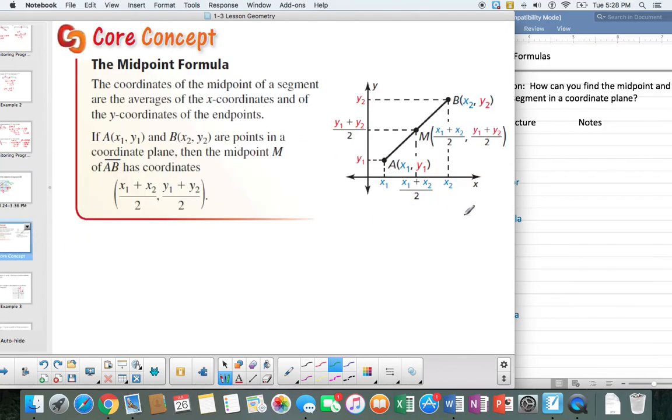Okay, what we just did is what we call the midpoint formula. And this right here is what I did with the actual numbers. I took the x's, added them up together, divided by 2, and that'll be the x part of my answer. And then I took the y's here and divided by 2, and that'll be the y part of my answer for the midpoint.